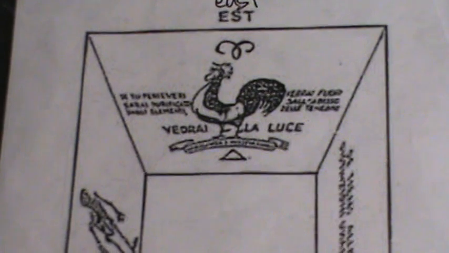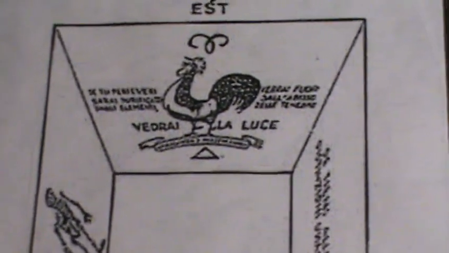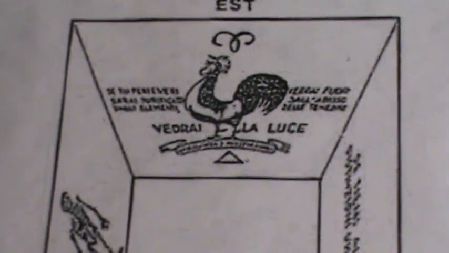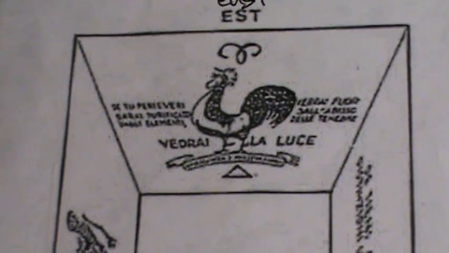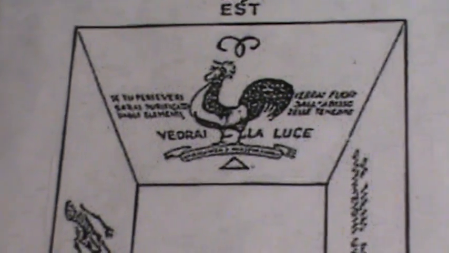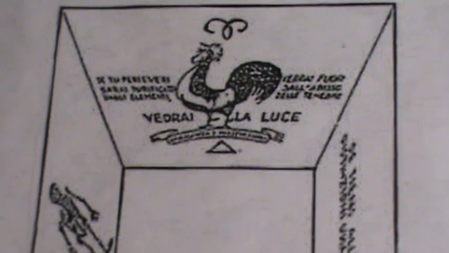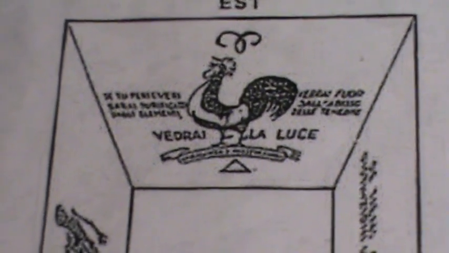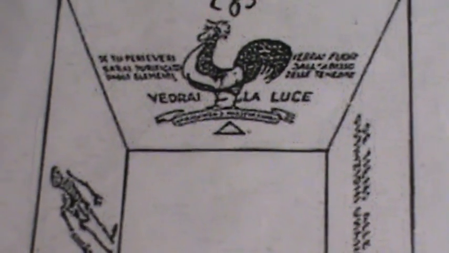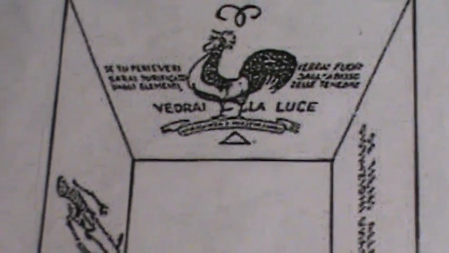Underneath the rooster, you have the word, I don't know if I'm pronouncing it correctly, but we're just going to go with it, Vedrea la luce. And it's Latin, and it means to the light. To the light. So we have directions to the light, to the Ark of the Covenant.